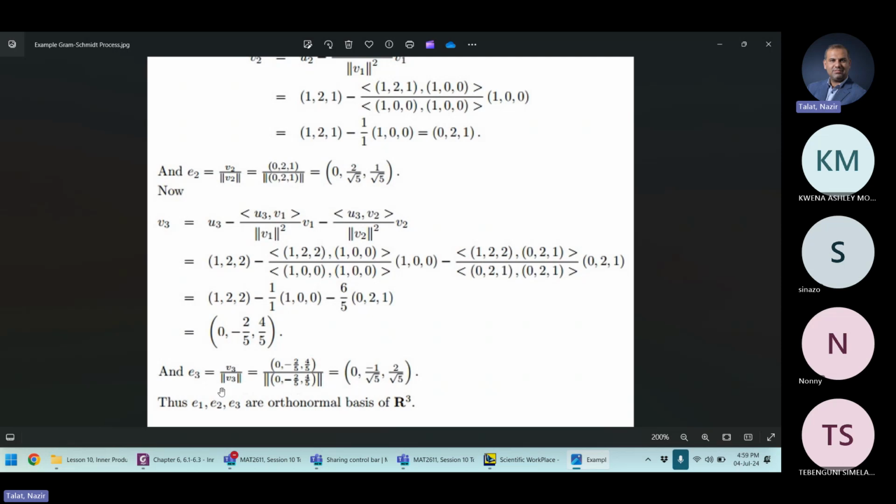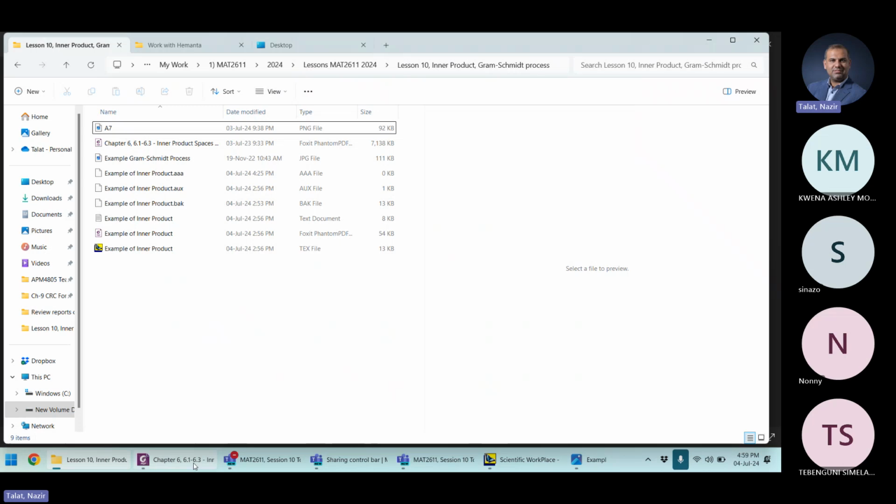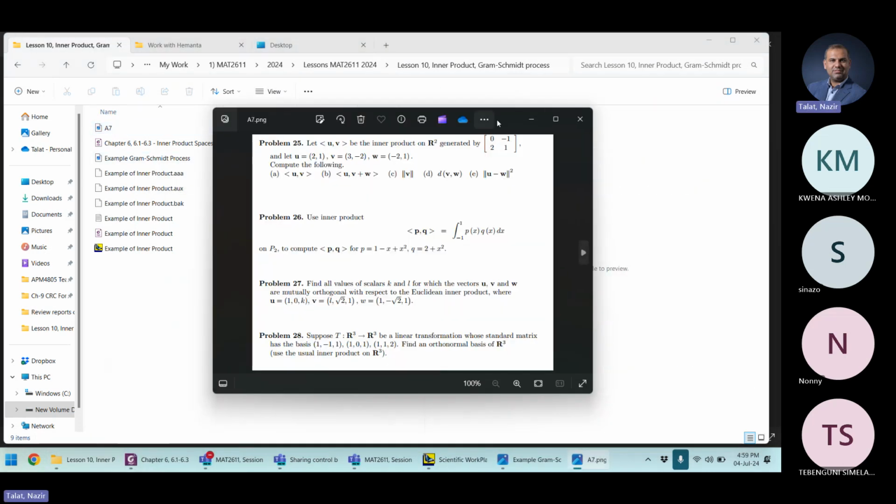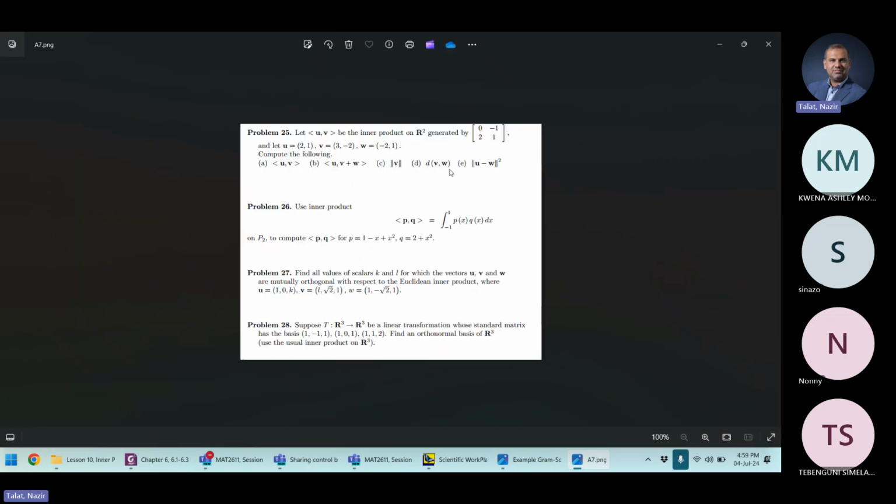So in this way, we compute these things, the orthonormal bases. And now, after that, let's see some problems from the exercise, the assignments that we have. For instance, in the first problem, U and V are given, with the inner product on R2 generated by this matrix, and let U is equal to (2, 1), V is available, W is available, then compute this inner product.